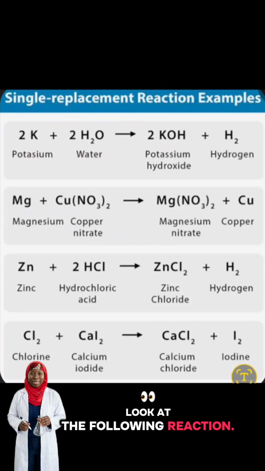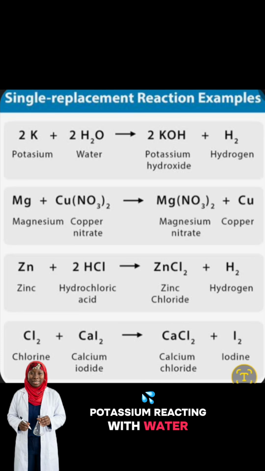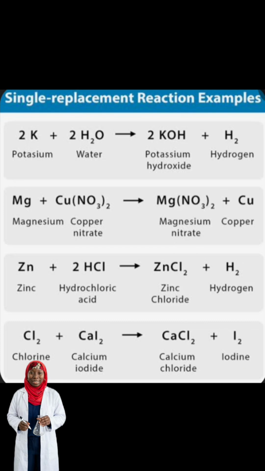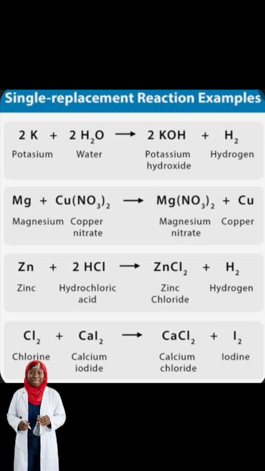Look at the following reaction. This is an example of a single replacement reaction or a displacement reaction. Potassium reacting with water to produce potassium hydroxide and evolution of hydrogen gas. It is obvious that potassium succeeded in displacing hydrogen from water molecule. The next example, magnesium reacting with copper nitrate. The product formed is magnesium nitrate and there's a deposition of copper solid. This is a typical example of a displacement or replacement reaction.